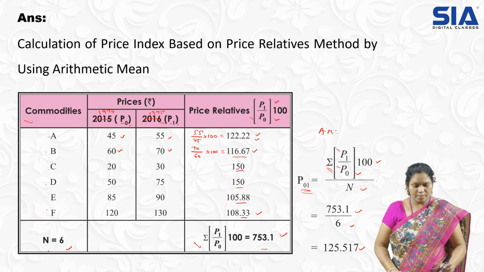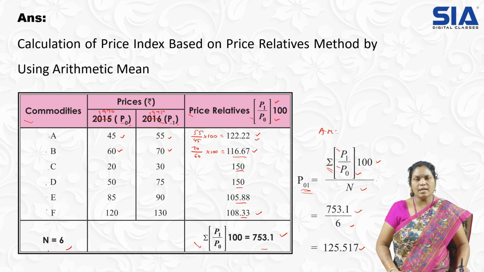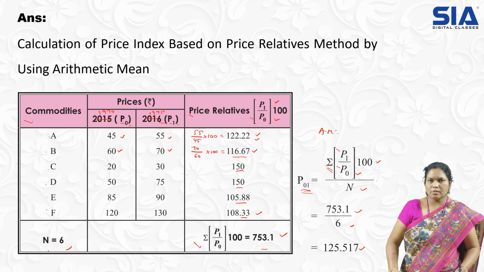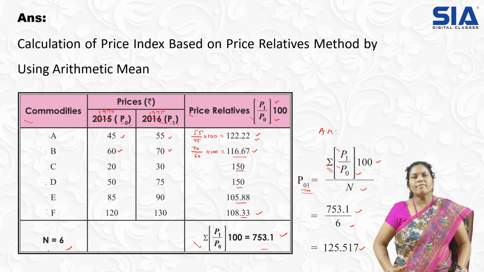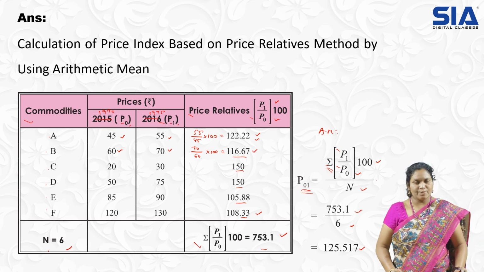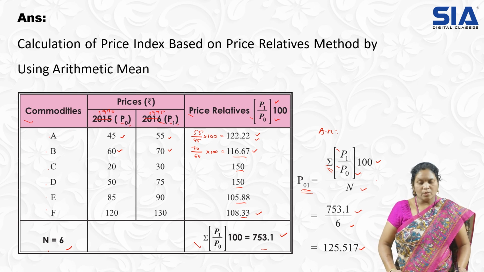Because we have divided both the prices, we call it price relatives also. And under that we have done the mean, the overall average, so it is called arithmetic mean. So you may expect this for the short exam. Hope you have understood this arithmetic mean concept.